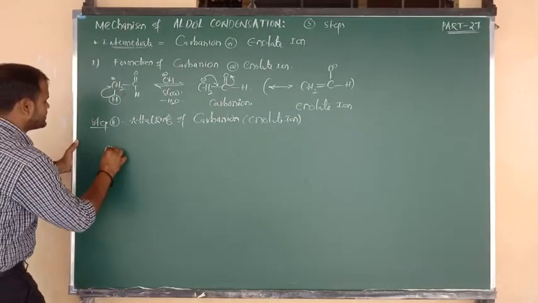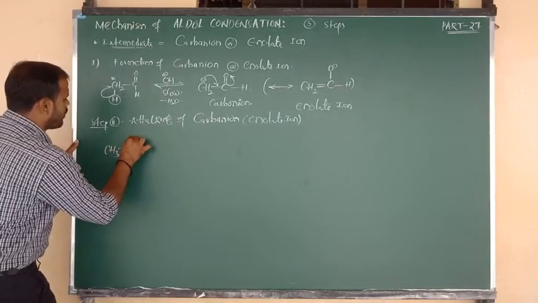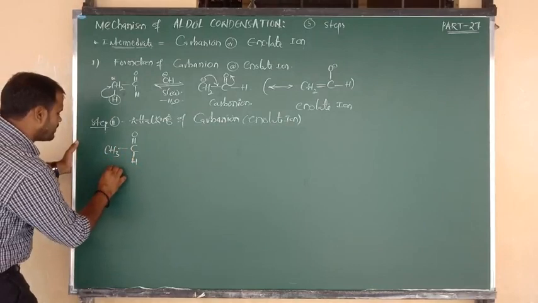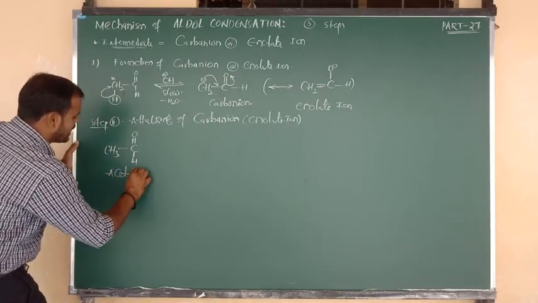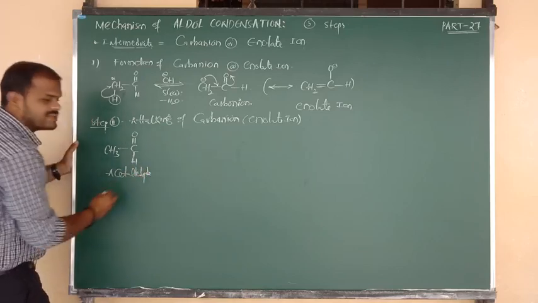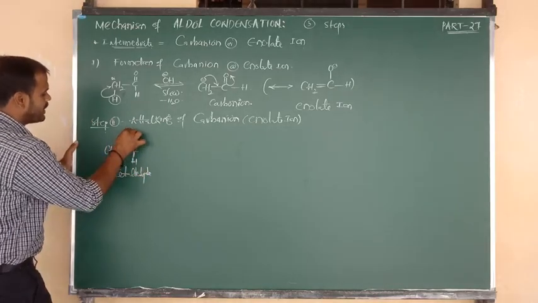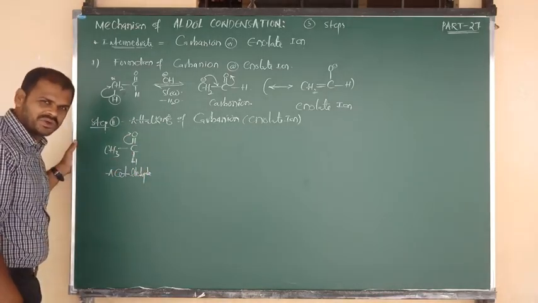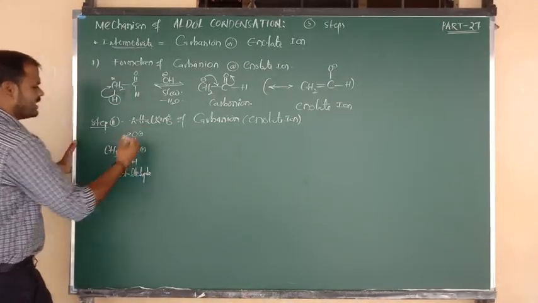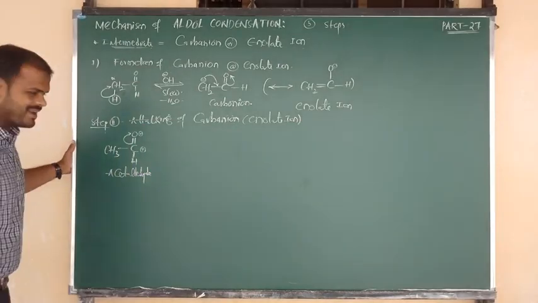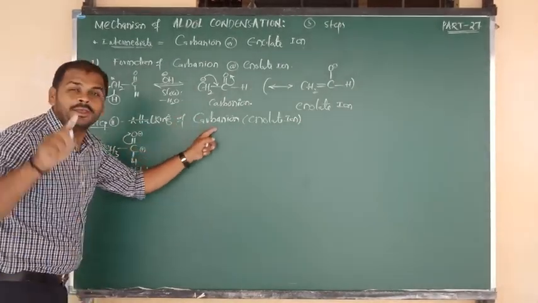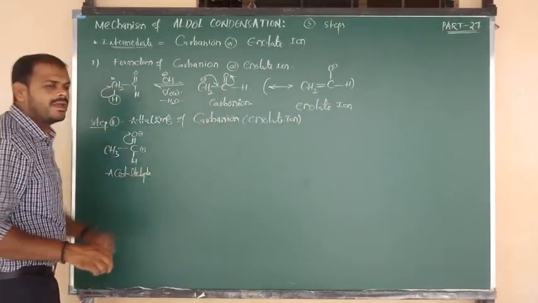So the second mole of acetaldehyde formula is CH3 bonded to C double bond O bonded to H. In that second mole of acetaldehyde, as compared to carbon, oxygen has more electronegativity. So the central carbon contains the positive charge, and oxygen contains the negative charge. Now upon that acetaldehyde we have to attack the nucleophile, that is nothing but the carbanion.